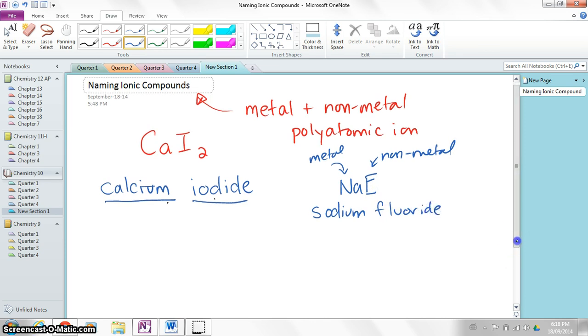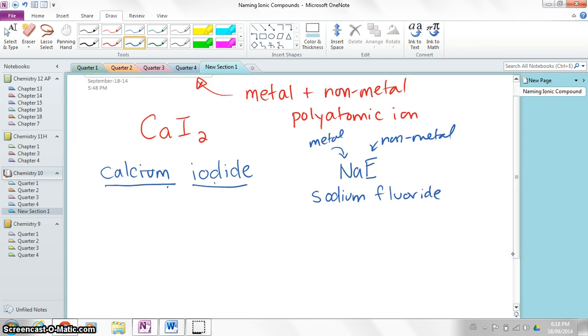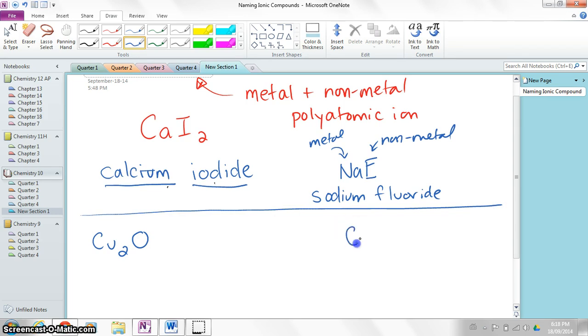All right. Now, it can get a little bit more challenging if you have an element that is multivalent, and that means it makes more than one type of ion. So here we have Cu2O and we have CuO. Two different compounds, and you might think, hey, it's copper oxide. But let's look a little closer.